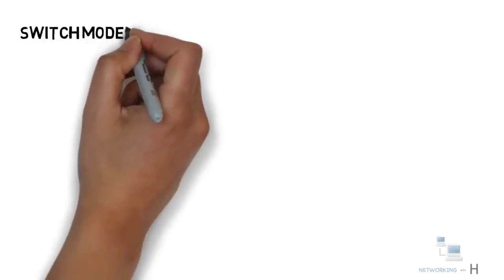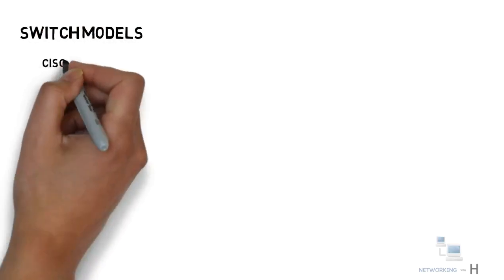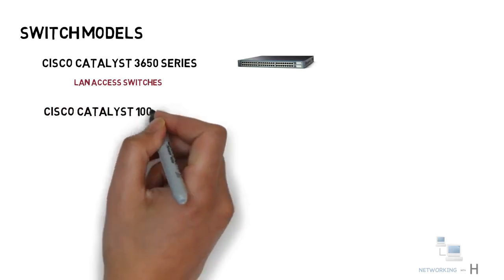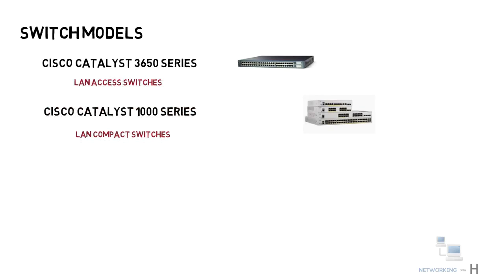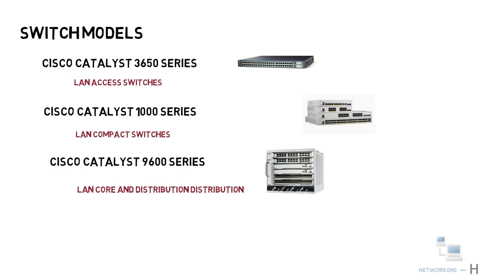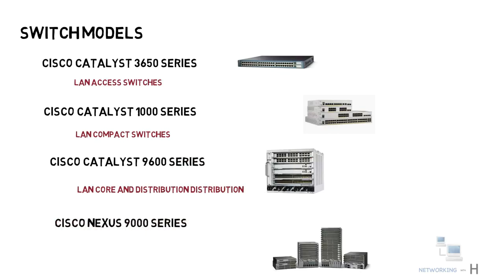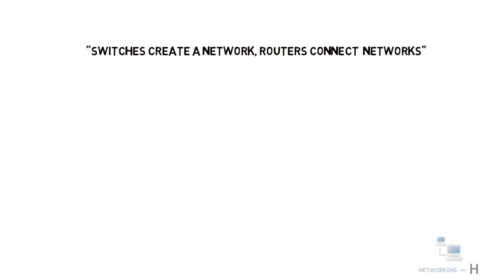Cisco offers some exciting models of switches that can be used depending on the requirement and the network you have. Cisco Catalyst 3650 series switches can be used as LAN access switches. Cisco Catalyst 1000 series switches can be used as LAN compact switches. Cisco Catalyst 9600 series switches can be used as LAN core and distribution switches. Lastly, Cisco 9K series switches are the next generation data center switches. With this, I would like to say switches create a network, routers connect the network.